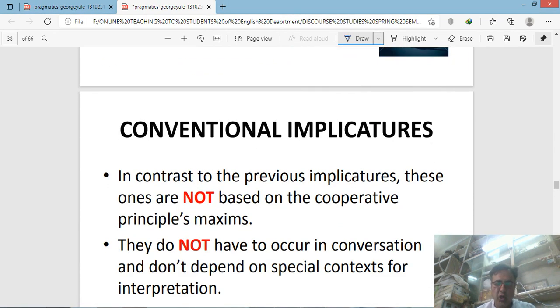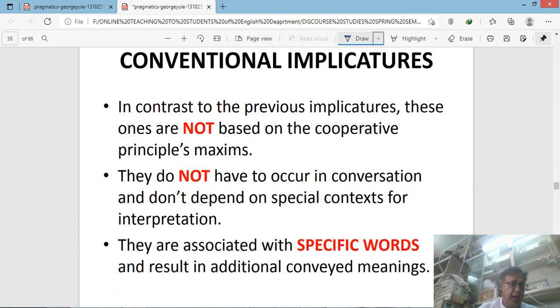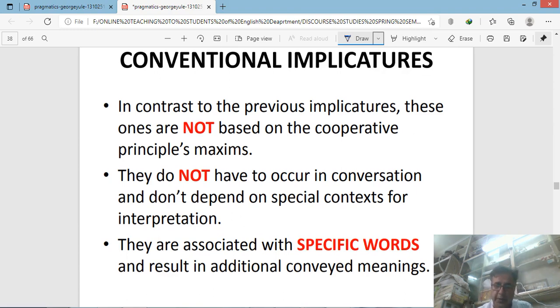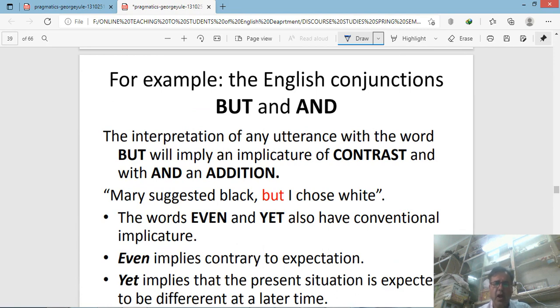Okay. So conventional implicature, in contrast to the previous implicature, these ones are not only based on the cooperative principle maxims. Cooperative means that there is a kind of sequence in the conversations, while they do not. In implicature, you cannot expect a kind of cooperation, but these are indirect expressions which are made. I think the rest of the detail I should skip. There is much more there, but it is very specific to pragmatics, which I think I should not be spending more time on.